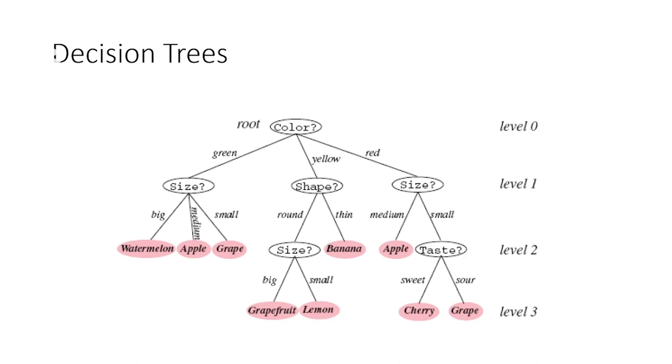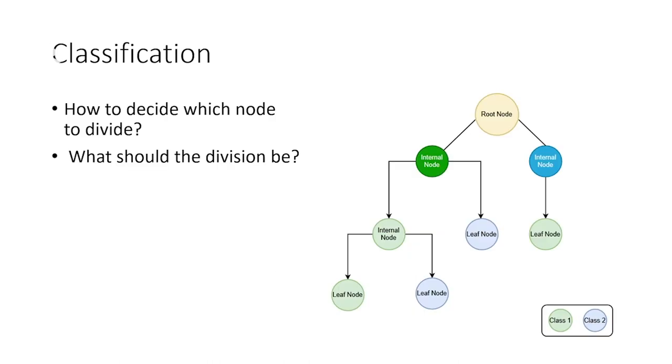This is an example for fruits. It's a very famous example. I look at the color. If it's green and it's big, then it's going to be a watermelon. If it's, say, yellow and thin, it's going to be a banana, and so forth. Here you get a really nice explanation, a solid, logical explanation.